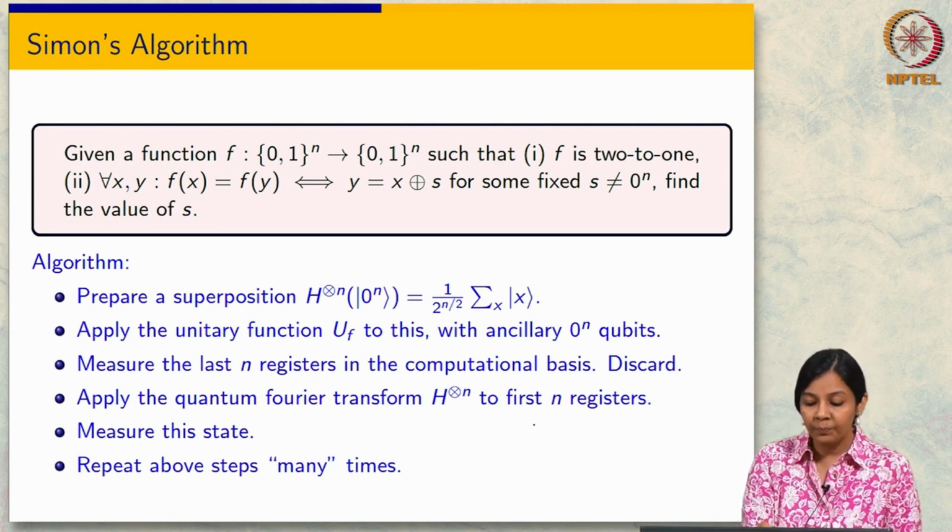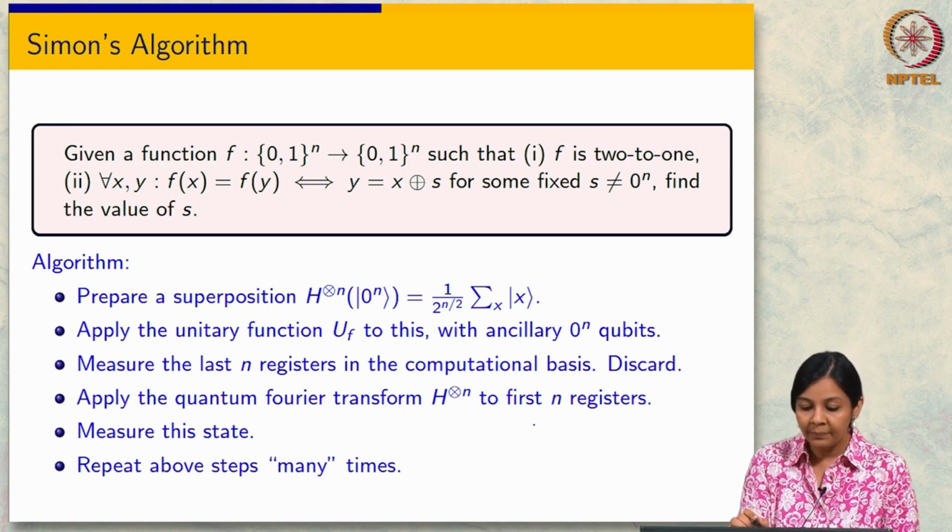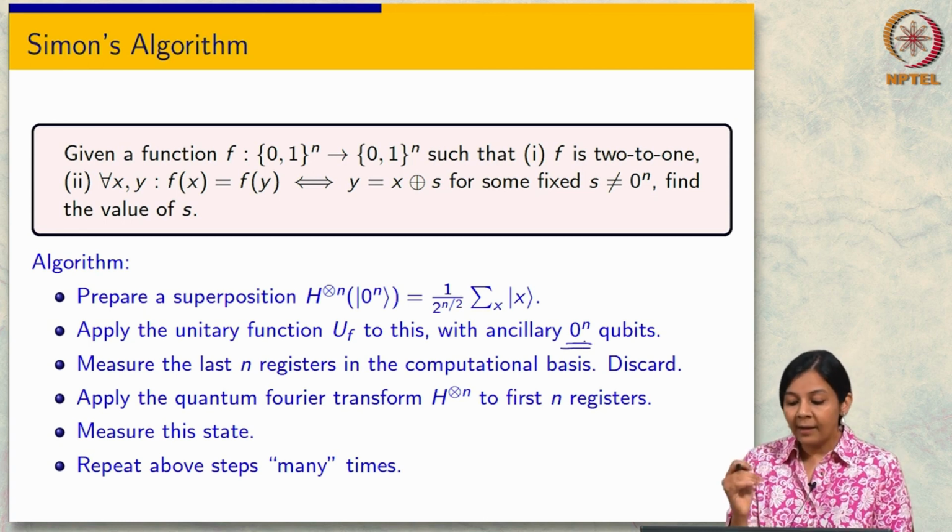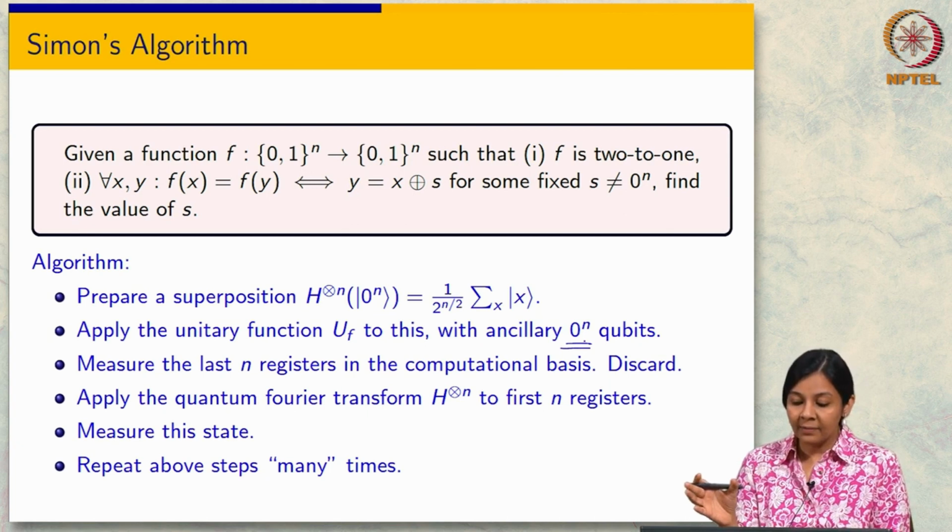So first you prepare this superposition, we already saw that, this is the top n bits. Then you apply this function to it, with the ancillary 0 to the n. Now you measure the last n registers in the computational basis. So this is fairly different from what we have done before. You measure the last n registers, you discard this. So it might seem weird at the moment that you want to measure and then throw it away. You will see why we do that.